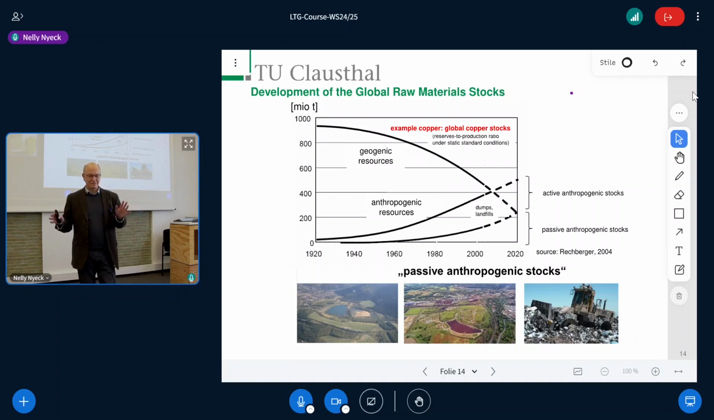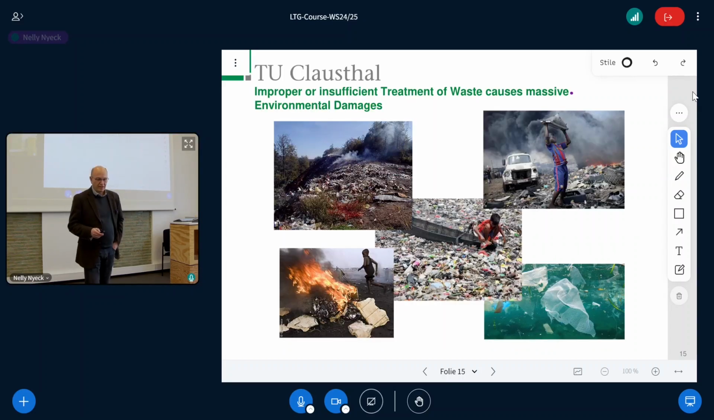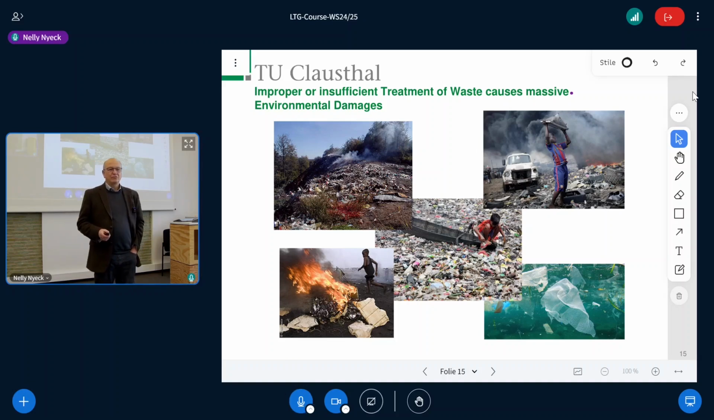And in 2020, even the second line hit the geogenic resource line. We already have more copper in mine tailings, slags from smelters, and municipal solid waste landfills. So why not mine that? Well, in addition, it's not only a raw materials question.